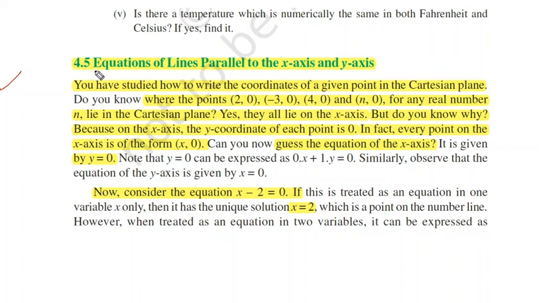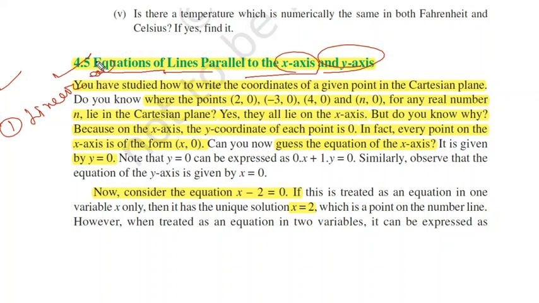So today we are going to discuss equations of lines parallel to x-axis and y-axis. Before going into the topic, let's recap what we have studied. In the previous class, we studied linear equations in two variables. So what is a linear equation in two variables?